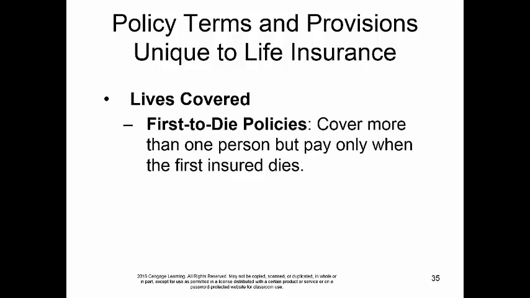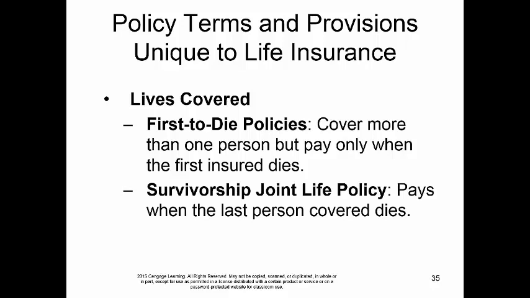First is called a first-to-die policy. When the coverage applies to more than one person, this type of policy would pay when the first person dies. For example, if both spouses were covered under the same policy, when the first spouse died, that policy would pay. There would be no additional payment if the second spouse died. Survivor joint life policies would pay, using the same example, when the second spouse died. There would be no payment when the first spouse died.